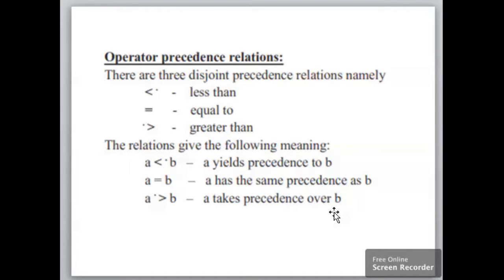This is one of the important concepts that we need to understand for operator precedence parsing. I repeat: less than, equal to, greater than, where less than means A yields precedence to B, equal to means both have the same precedence, whereas greater than means that A takes precedence over B.